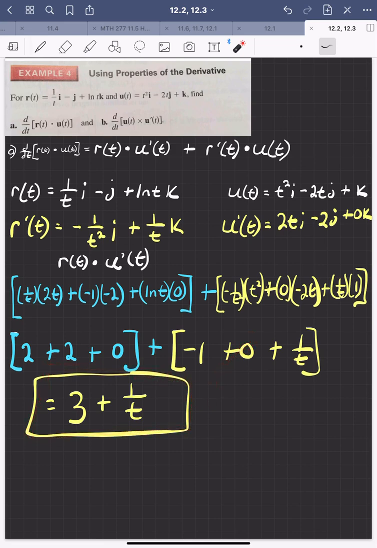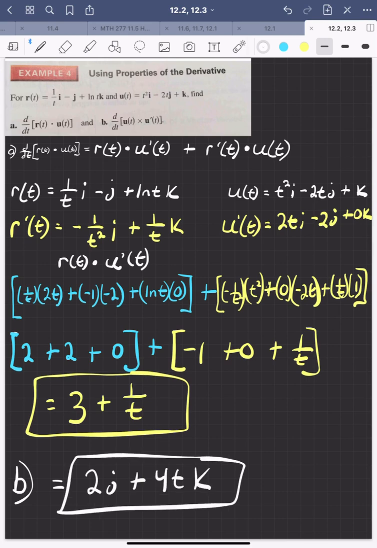All right. So I mentioned that I would go ahead and give you the answer to part B. So I will produce it here without any elaboration. The answer, part B, you should get 2J plus 4TK. And that makes sense because you did a cross product for part B, and you know that a cross product should give you a vector, in which we did get a vector.